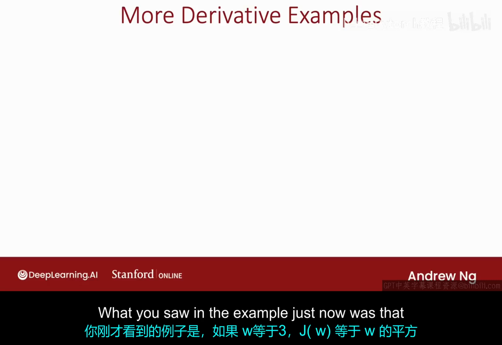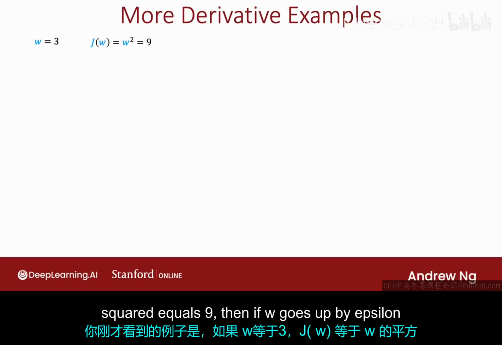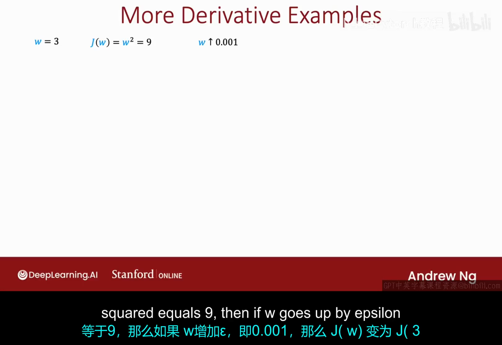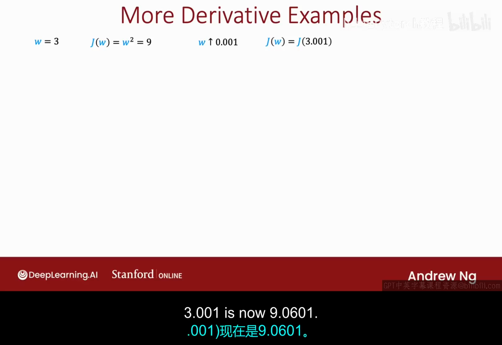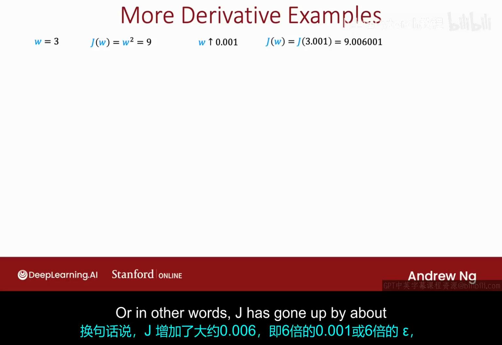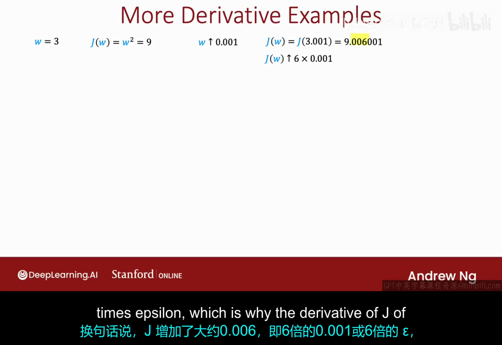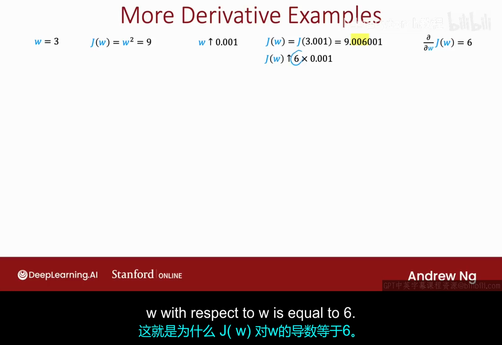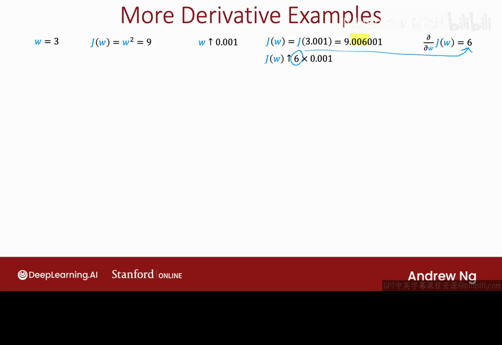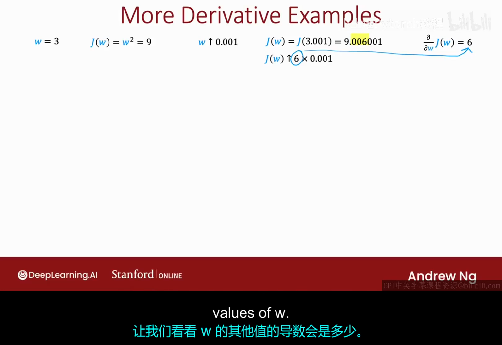What you saw in the example just now was that if w equals 3 and J of w equals w squared equals 9, then if w goes up by epsilon, by 0.001, then J of w becomes J of 3.001, which is now 9.006001, or in other words, J has gone up by about 0.006, which is 6 times 0.001, or 6 times epsilon, which is why the derivative of J of w with respect to w is equal to 6. Let's look at what the derivative will be for other values of w.